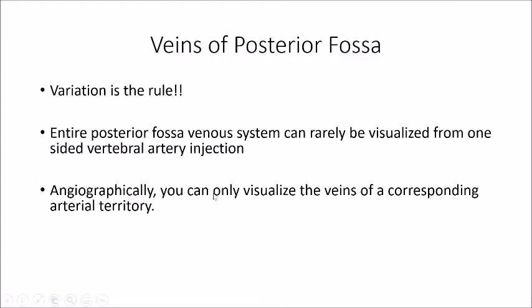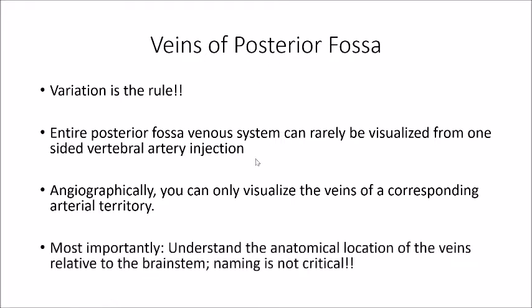And then third, angiographically, you can only visualize the veins of the corresponding arterial territory. So if you inject the right vertebral artery, you are only going to see the arterial distribution of the right vertebral artery, and then correspondingly, you will see the venous outflow from that territory only.